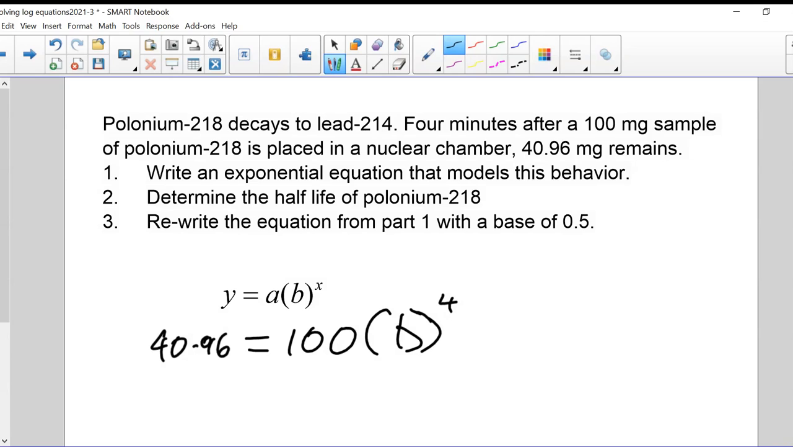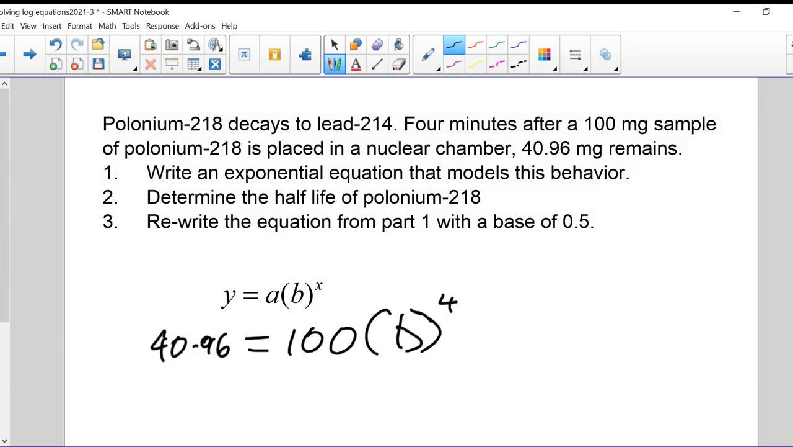But can we solve this? Can we solve it? So the B is a half-life. No, it's not. We're going to work that out. We'll get to that eventually. That's part 2 of the question. We need to figure out what this B is first. How are we going to do that? How are we going to figure out the base?